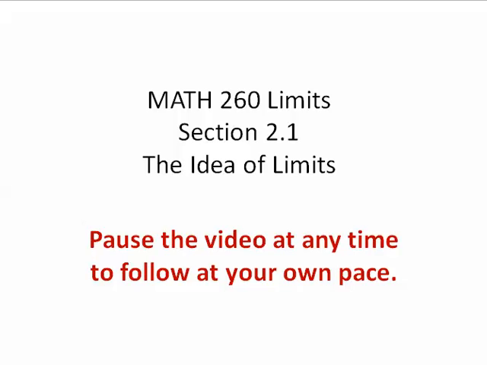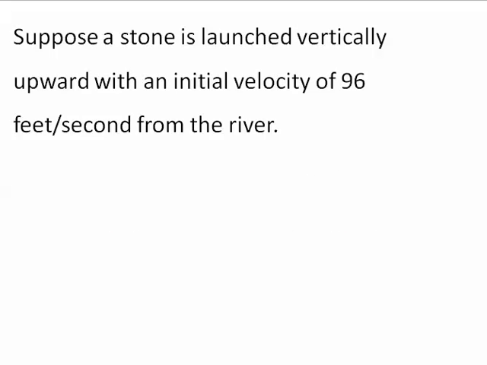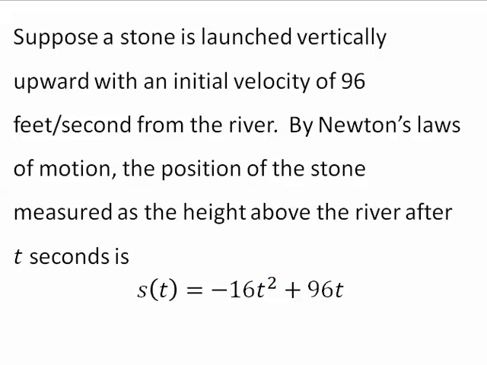2.1 The idea of limits. Suppose a stone is launched vertically upward with an initial velocity of 96 feet per second from the river. By Newton's laws of motion, the position of the stone, measured as the height above the river after t seconds, is s of t equals negative 16t squared plus 96t.